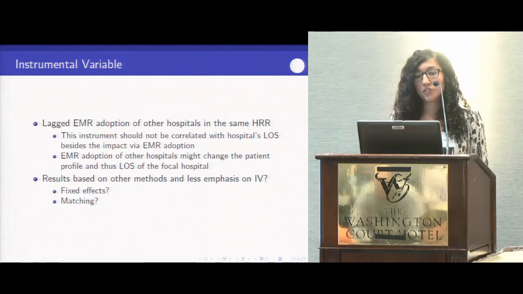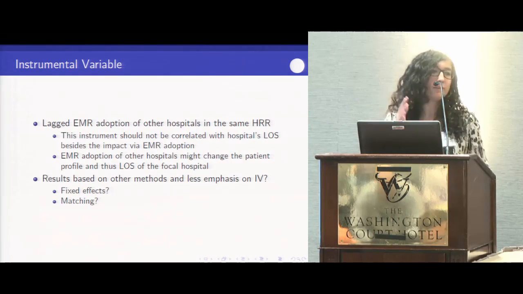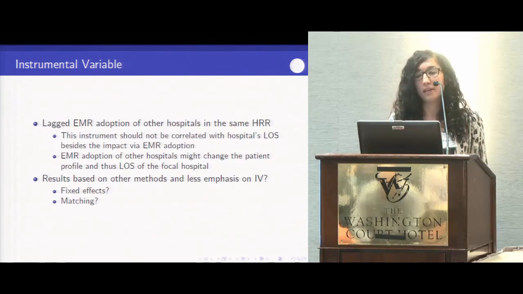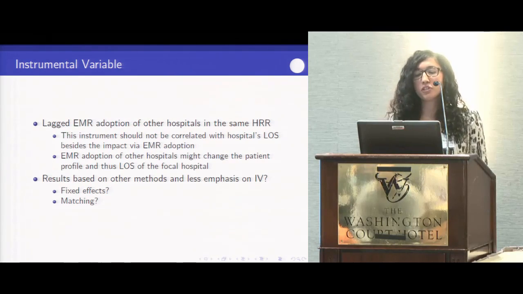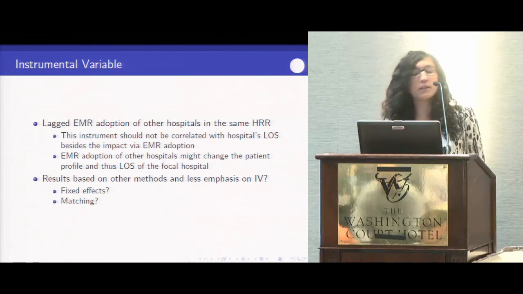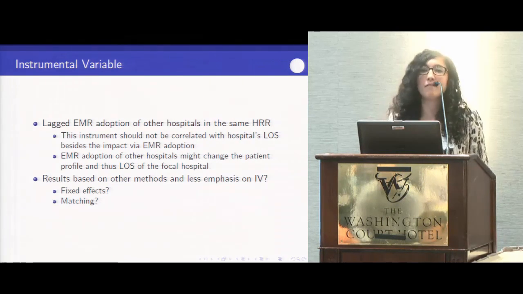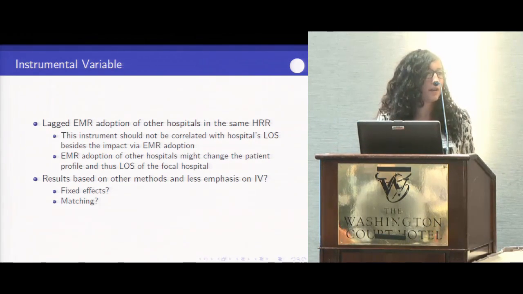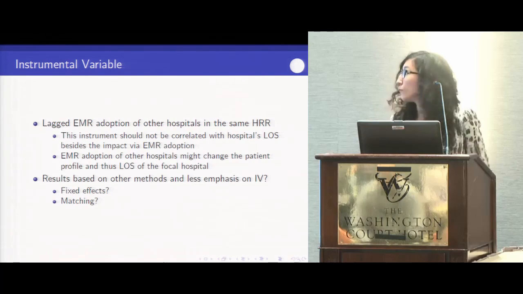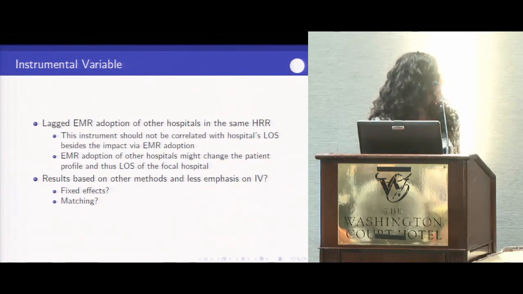So that's why my suggestion here is maybe not to put all the eggs in one basket and not base everything on IV, and use some other, maybe more regression-based methods such as fixed effects or matching methods, and then have IV as another analysis, decreasing the emphasis on the IV and not basing everything on one assumption in the paper. So those are my comments. Thank you.